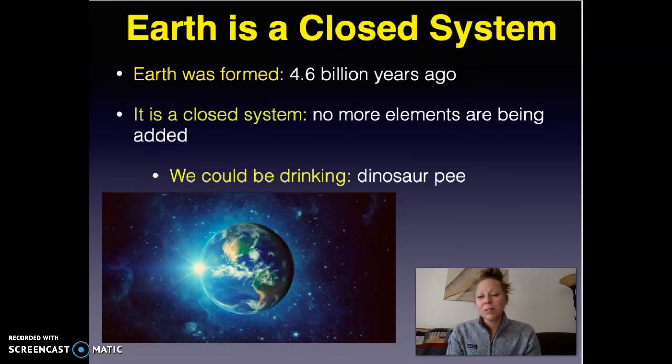So that carbon sometimes is attached to oxygens. That carbon is sometimes attached to hydrogens. But it always remains a carbon and it'll never go away. That carbon is a carbon, so it's going to be recycled. And I just think this is funny. We could be drinking dinosaur pee. So the water that's on Earth is the water that we have on Earth. So when we drink a glass of water, who knows, it could have been dinosaur pee, but we're not getting more new water on Earth.